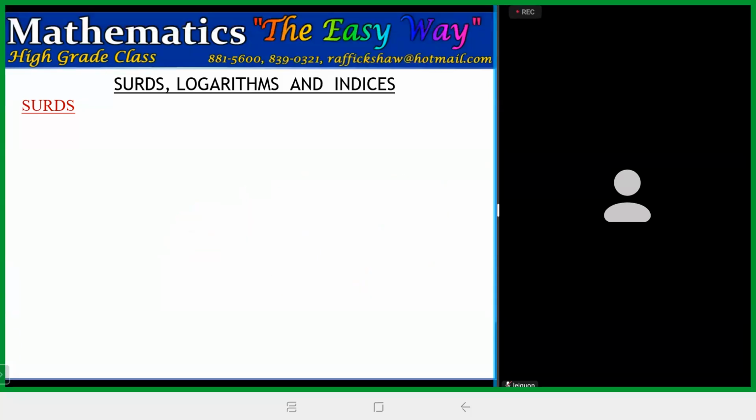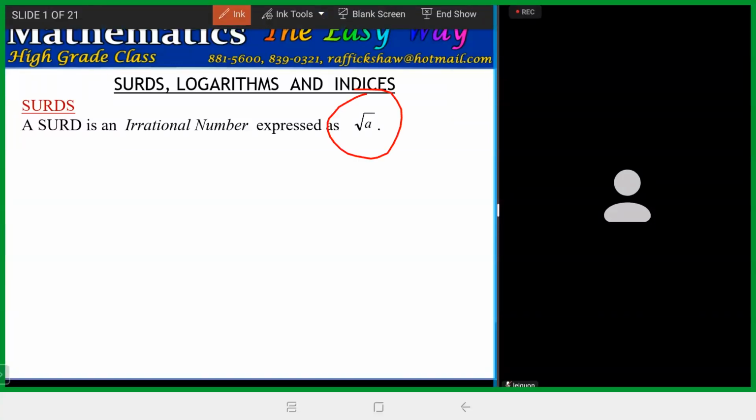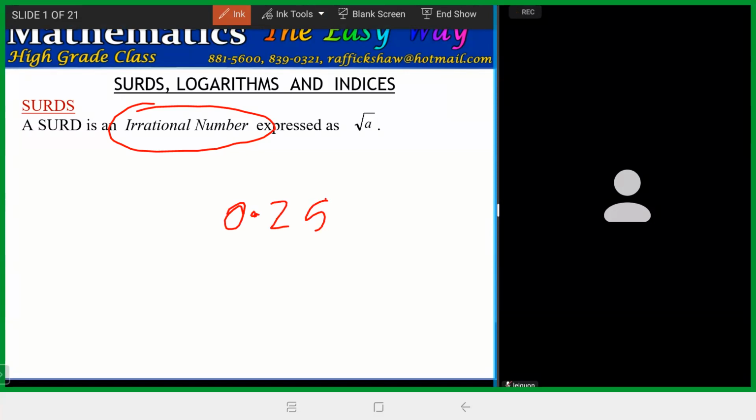What are surds? A surd is an irrational number that is expressed in the form of the square root of a number. And what does the word irrational mean? Does everybody know what the word irrational means? What's an irrational number? So 0.25, is that irrational? No, it's not irrational, because 0.25 is 1 over 4, which is a ratio.